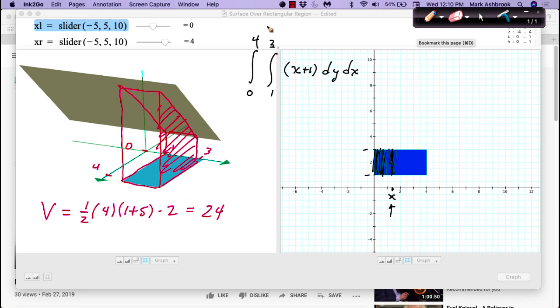Okay, so what does that look like? That looks like doing two integrals in succession. You work from inside out. So we're going to do the integral from 1 to 3 of x plus 1 with respect to y first. And what is the antiderivative of x plus 1 with respect to y? It'd be xy plus y. So this is like a partial antiderivative, right? x is considered to be a constant. We're doing the antiderivative with respect to y, and then we're going to evaluate that from 1 to 3.